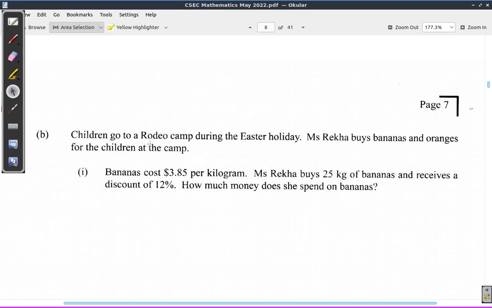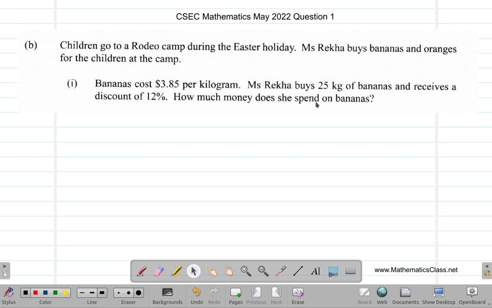I had already copied this part of the question over to our whiteboard. You have $3.85 per kilogram. So for 1 kilogram, that's $3.85, and 2 kilograms would be another $3.85, but you might as well not waste time and just multiply $3.85 by 25 kilograms.